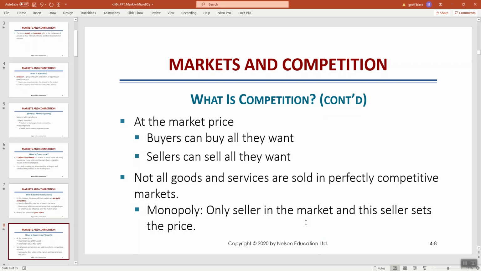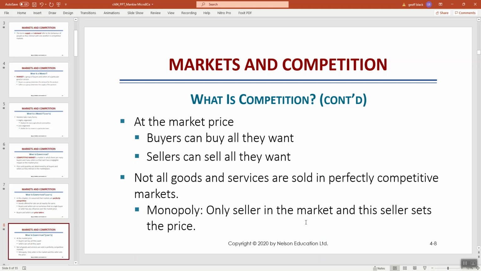Buyers can buy all they want at that price. So as buyers buy, it doesn't affect the price, right? It doesn't affect the demand curve. And sellers can sell all they want, so they're not limited. Let's say it was the market for apples again. Obviously, in real life, only so many apples can be grown, and the supply would be reduced every time a transaction is made, but we're going to assume sellers can sell all they want at that price.